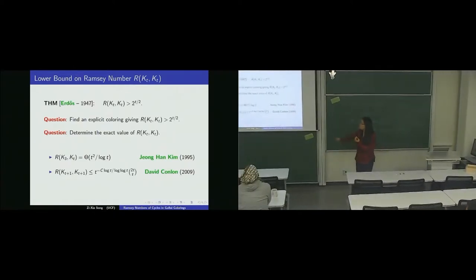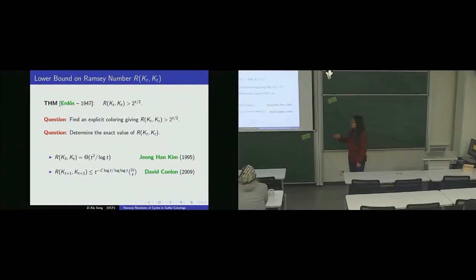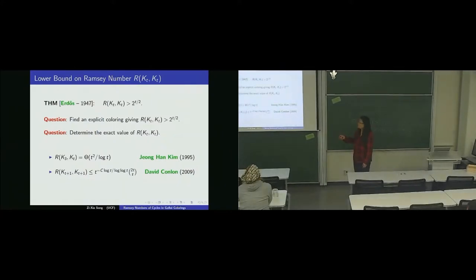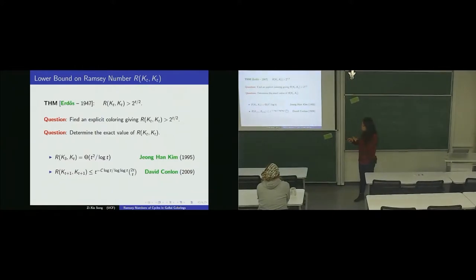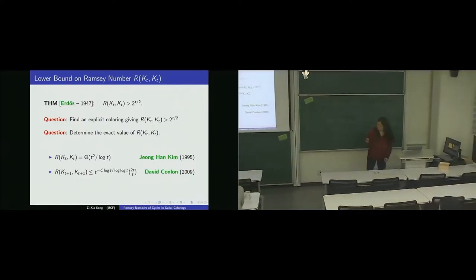Now, another question, of course, is to determine the exact value of Ramsey numbers, right? Ramsey numbers. So we know for this case, which seems to me the most cited result, even for Hardwick's conjecture, when alpha equals 2, this result by Jeong Han Kim here. And the next breakthrough for the upper bound is due to David Conlon. This one was published in Annals of Mathematics. And there is some breakthrough in between, but I only listed here some information.